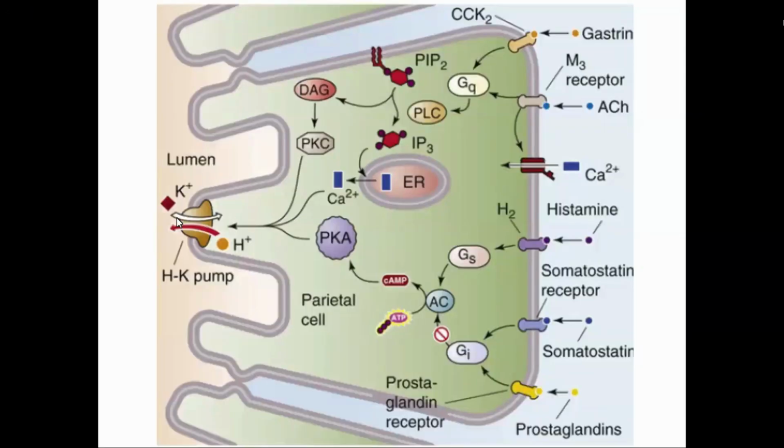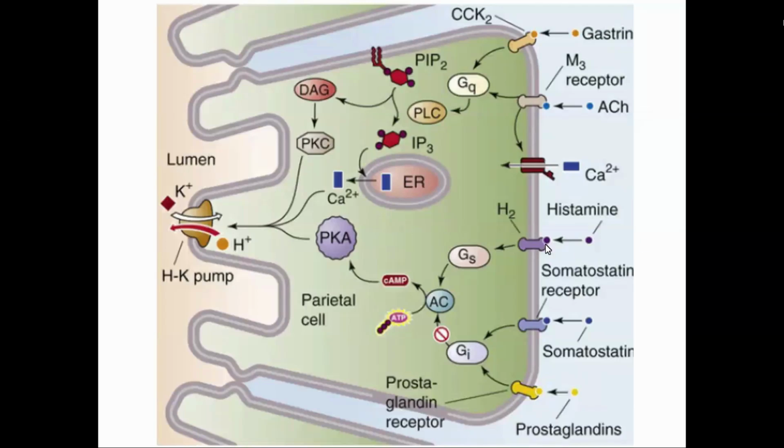into the lumen of the parietal cell. Likewise, gastrin also stimulates the Gq receptor. Again, it will stimulate phospholipase C. IP3 is activated, and when IP3 is activated, the endoplasmic reticulum will release the calcium ion. Calcium ion binds the tubular vesicles into the lumen of the parietal cell.